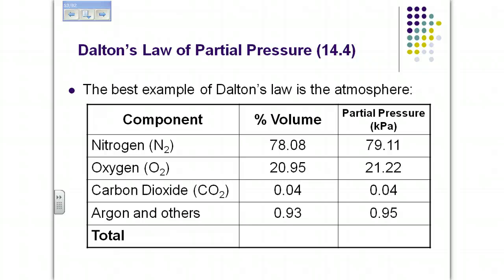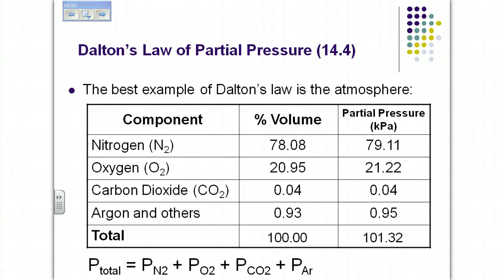The main 2 gases in the atmosphere are nitrogen and oxygen. 79.11 kilopascals is the pressure of nitrogen. 21.22 kilopascals is the pressure of oxygen. We have a combination of a few of the other smaller gases, but the total pressure is 101.3 kilopascals. This is sea level pressure. In order to get the total pressure, we add the pressures of each of the individual parts.